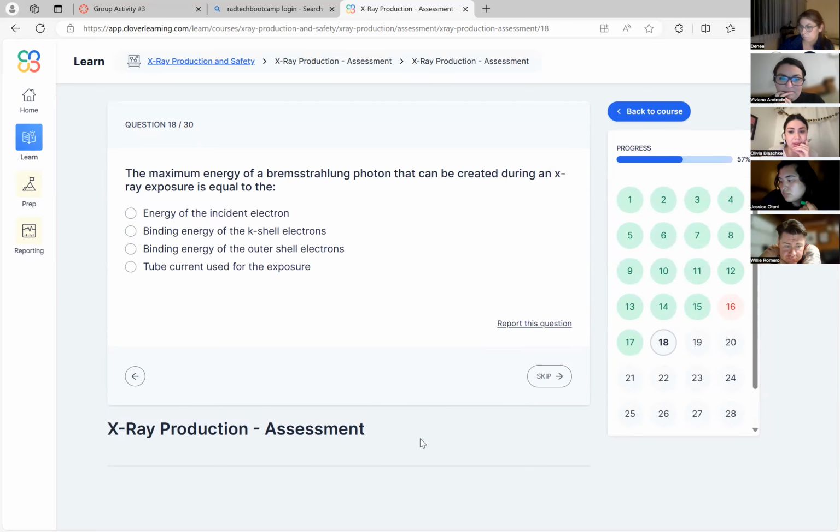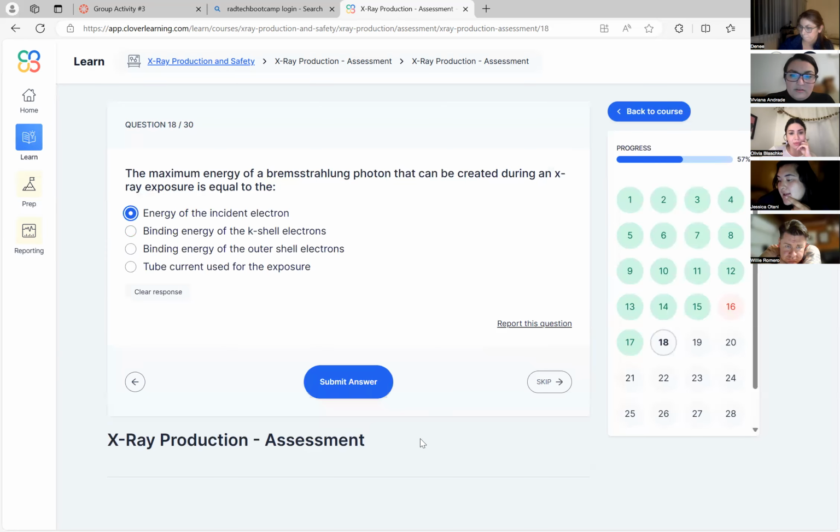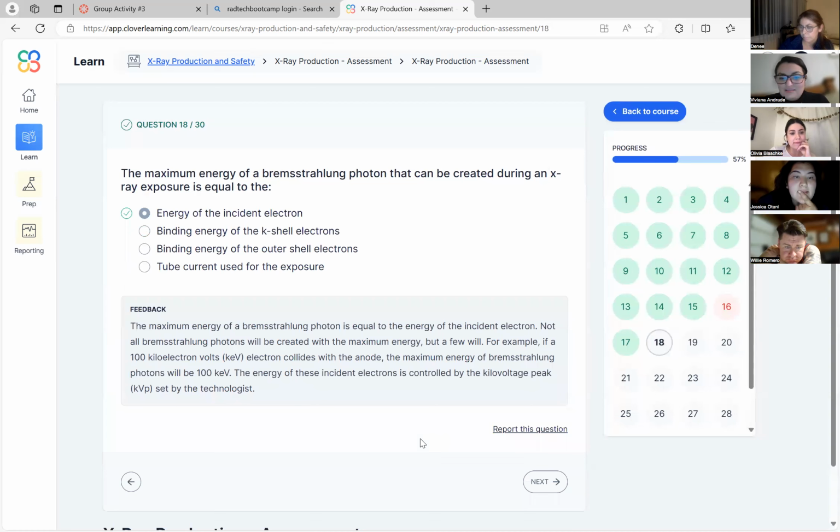Alrighty, and then Viviana. The maximum energy of a Bremsstrahlung photon that can be created during an X-ray exposure is equal to the energy of the incident electron or the binding energy of the electron. I want to say it's the energy of the incident electron. I think so too. Is that correct? Nice. I wasn't sure about that one.